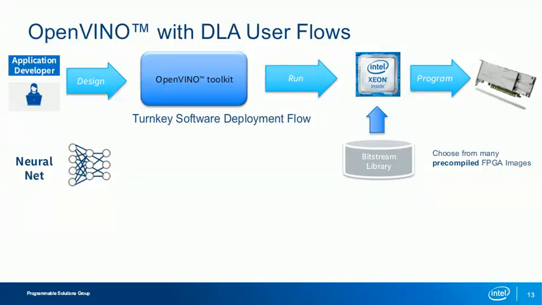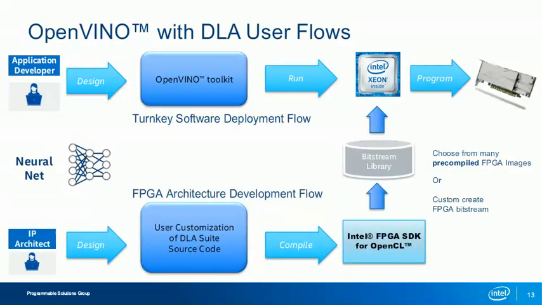As we said earlier, the DLA suite can be used in one of two ways. First, if you're a deep learning deployment software application developer, you will implement your software using the OpenVINO toolkit. You would choose the optimal turnkey solution from the bitstream library of many precompiled FPGA images, then run your application on the CPU and FPGA. All of your effort is focused on the software, and the FPGA just acts as an accelerator behind the scenes. If you're an FPGA architect, you can use the Intel FPGA DLA Suite and the Intel FPGA SDK for OpenCL to custom create an FPGA bitstream that suits your needs. Here, you can choose between primitives to include, as well as the vectorization factor of the convolution processing engines.